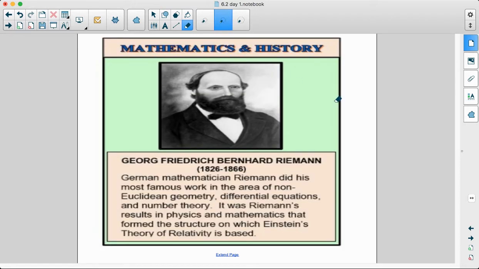So we're going to start with rectangles, and that is Riemann sums and some decisions we have to make. Oh, I forgot, I was going to talk about Riemann. So Georg Friedrich Bernhard Riemann, German mathematician, did his most famous work in non-Euclidean geometry. So the geometry you've learned about is mostly Euclidean geometry. Differential equations, which we know about in calculus, and number theory, which you probably haven't taken any courses in, but that's like with the intersection and union and a whole bunch of other things. So you've done a little introductory level with number theory. It was Riemann's results in physics and mathematics that formed the structure on which Einstein's theory of relativity is based. So he was pretty important to the basis of calculus and math and physics in general.